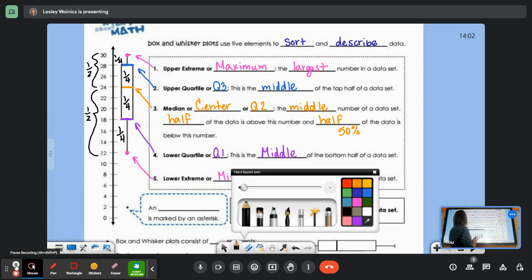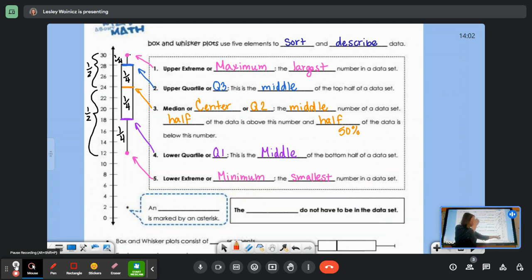All right. Anyone want to guess what this asterisk is? Outlier. An outlier is marked by an asterisk.